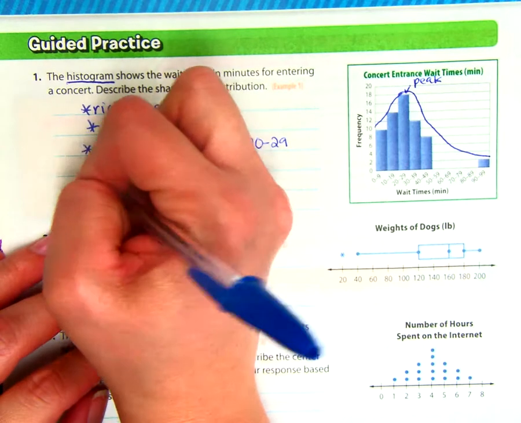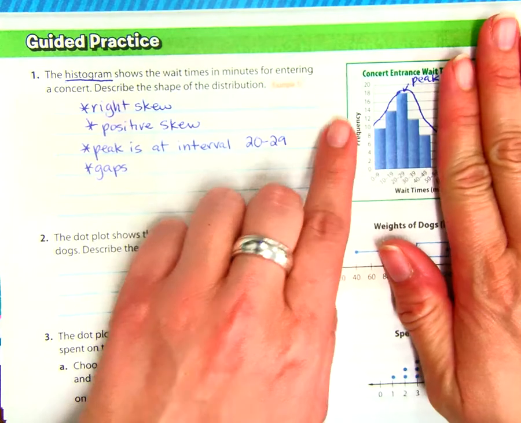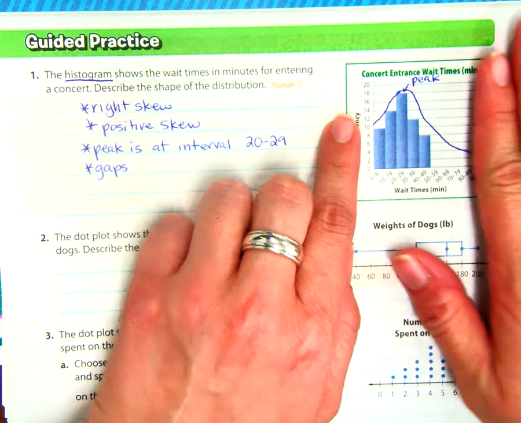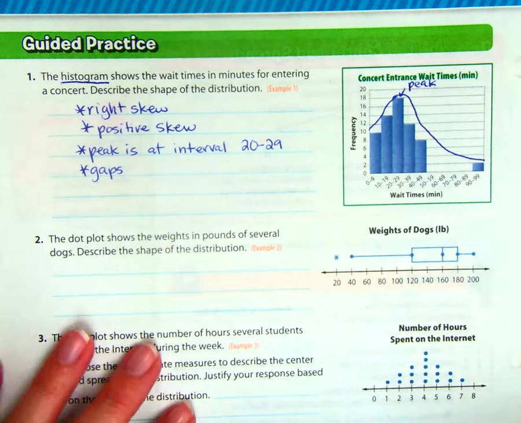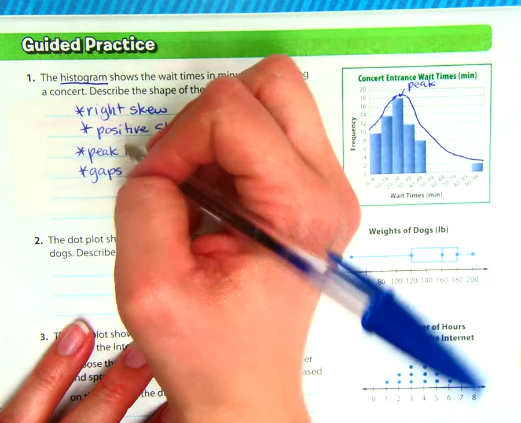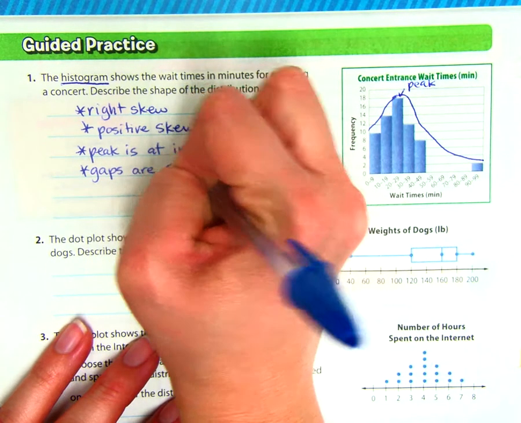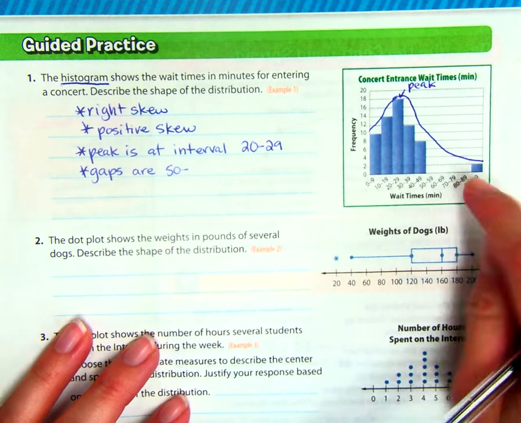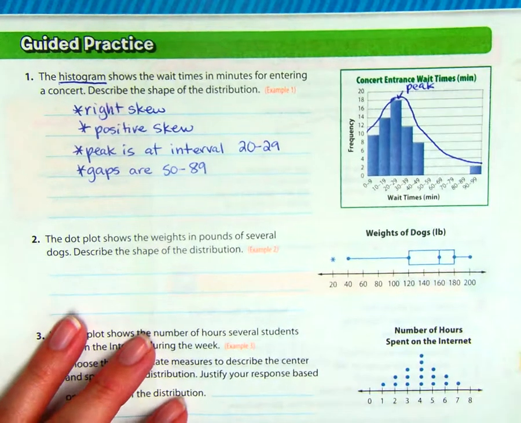Do we have any gaps? Let's look. Well, you've got a lot of numbers right there, but look what's happening in between those intervals. Nothing's going on, so we could actually say there's a gap. The gap is between 50 all the way up to 89, if you stop and think about it that way. Okay, let's look at some other information.